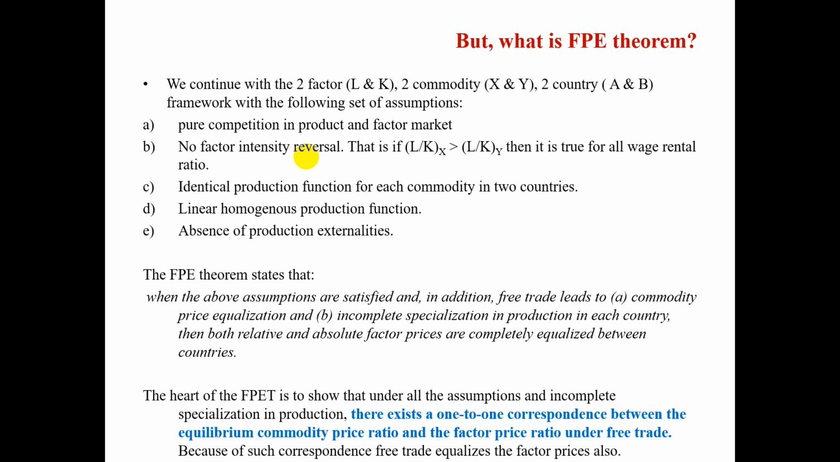Now, what lies in the heart of the factor price equalization theorem is to show that under all these assumptions and incomplete specialization in production, there exists a one-to-one correspondence between equilibrium commodity price ratio and the factor price ratio under free trade. So, if this one-to-one correspondence holds, then if free trade equalizes commodity prices, then corresponding to that, there will be only one factor price ratio that will be prevailing in both the countries. So, factor price equalization theorem will be holding.